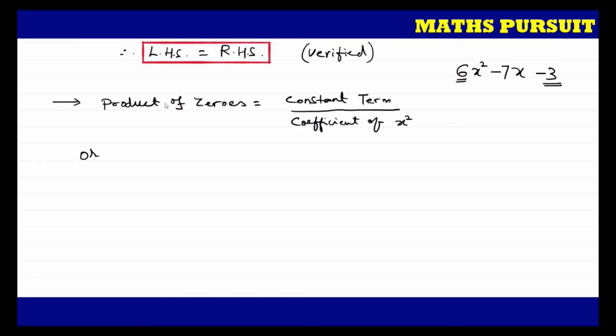So what is the product of the zeros here? 3 upon 2 into minus 1 upon 3 is equal to the constant term. As I told you, the constant term here is minus 3, upon the coefficient of x², that is 6. So I am writing 6 here. If I multiply, I will get minus 3 upon 6 is equal to minus 3 upon 6. This one is also now verified.